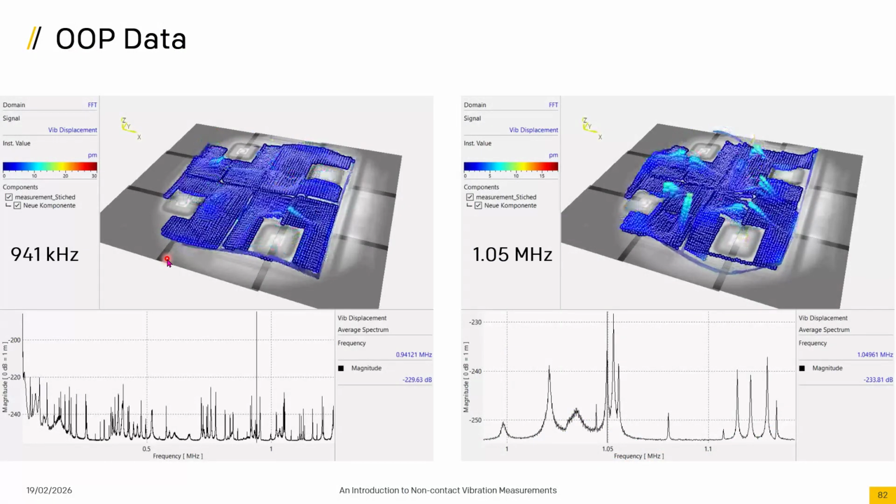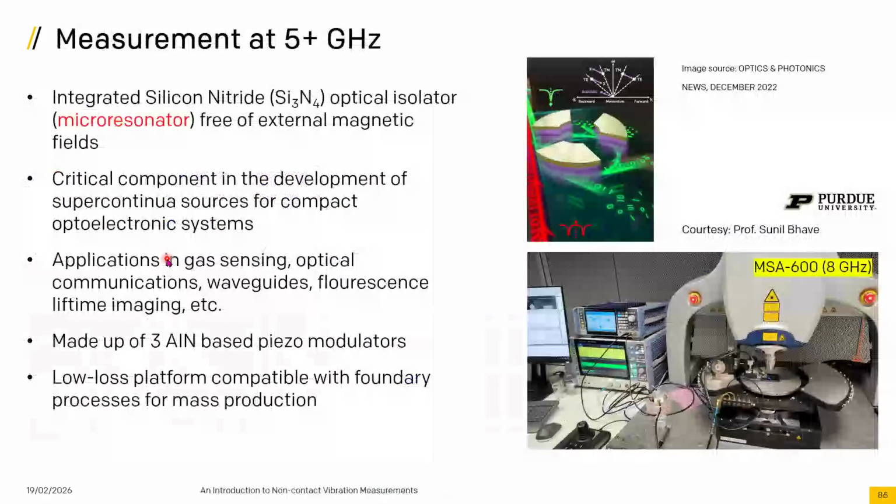When it comes to microsystem analyzers, there are systems, as I mentioned, going all the way to 8 gigahertz now. This particular work was a micro resonator by Professor Bave's group at Purdue University, where we did some measurements at 5 plus gigahertz for him. And again, we don't want to get into too much detail here, but there's a very nice publication. If this is something of interest to you, we can point you in the right direction.